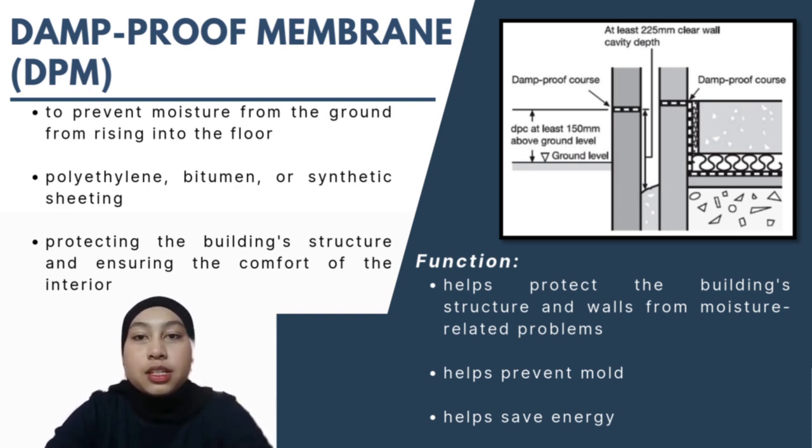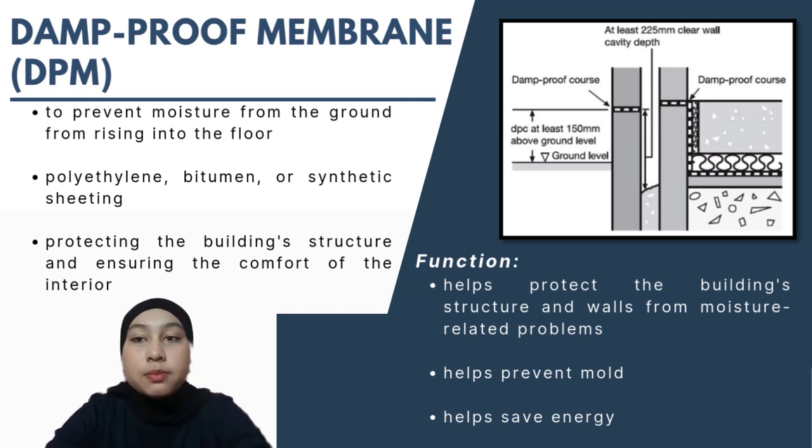DPM is typically installed beneath the floor and is made from materials such as plastic or bitumen. The primary function of a DPM is to prevent moisture from the ground from rising up through the floor and affecting the building. This is important in areas where moisture from the ground can cause damage to the floor structure and lead to issues like mold and wood rot.